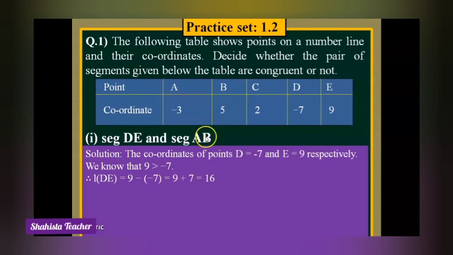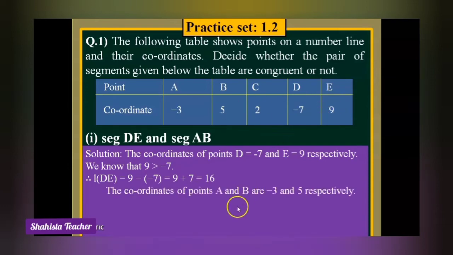Now let's calculate distance of AB. We have to calculate the length of AB. Same thing we will write here. The coordinates of A and B are -3 and 5 respectively. Is that clear? In this way also you can write, or in this way you can write. Both are correct.